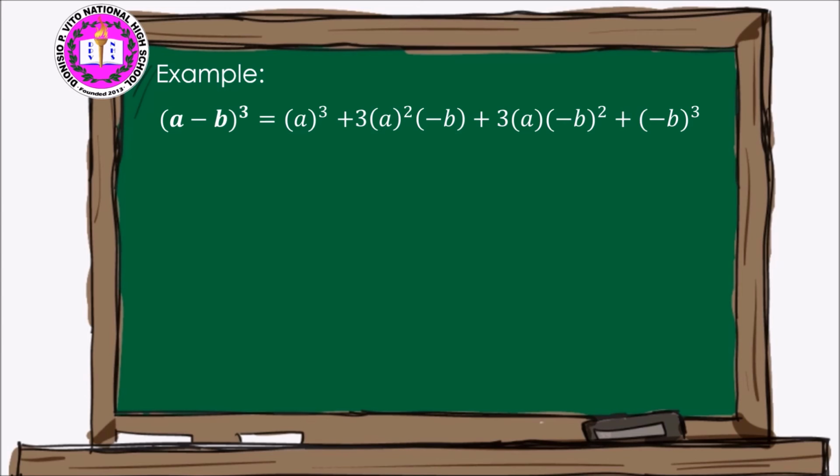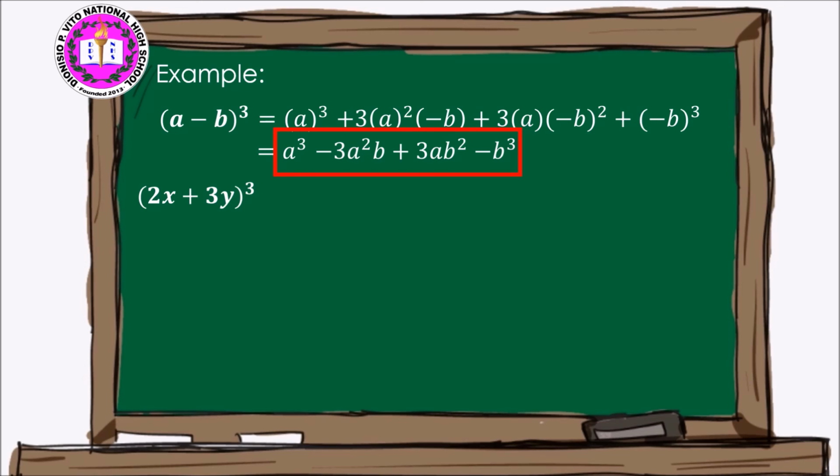So we have a cube is equal to a cube, then positive 3 times a squared times negative b is equal to negative 3a squared b. Then we have 3 times a times negative b squared is equal to positive 3ab squared. Plus negative b cube is equal to negative b cube. Therefore, a minus b cube is equal to a cube minus 3a squared b plus 3ab squared minus b cube.